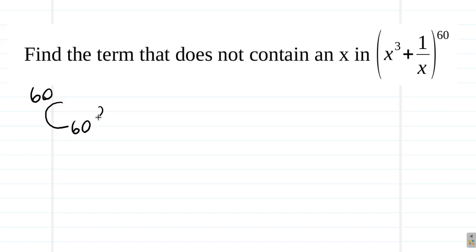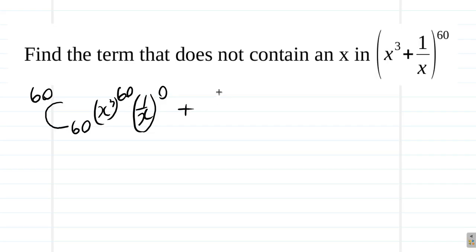You have x cubed to the power of 60, and the 1 over x will be to the power of 0. So on the left you have x cubed, its power will start from the top and go down: 60, 59, 58, 57, and so on. On the right you have 1 over x, its power will start from 0 and go up.